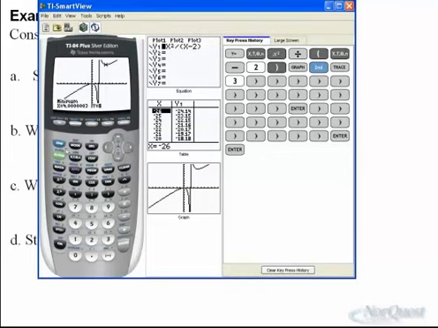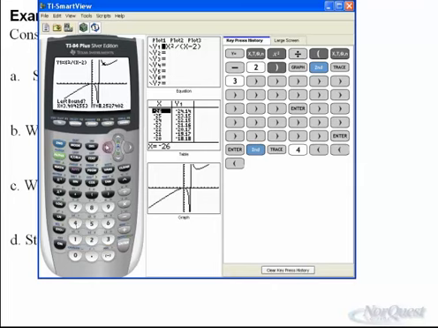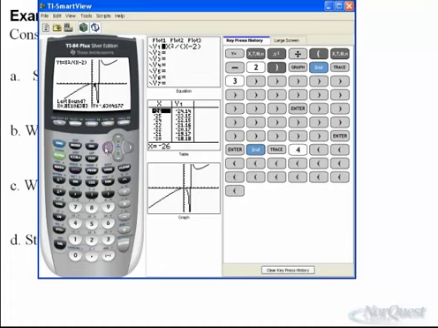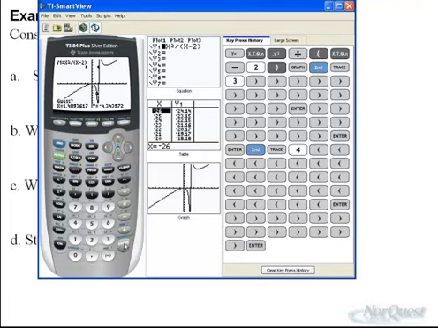And let's go find the maximum. Second function, calculate, 4 for maximum, and let's move our cursor so that we're near that maximum. Again, setting our left and right boundary. Left, enter, right, enter, guess, enter again. Oh, this is good that this came up.